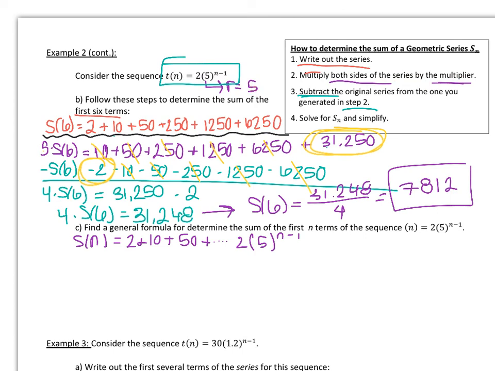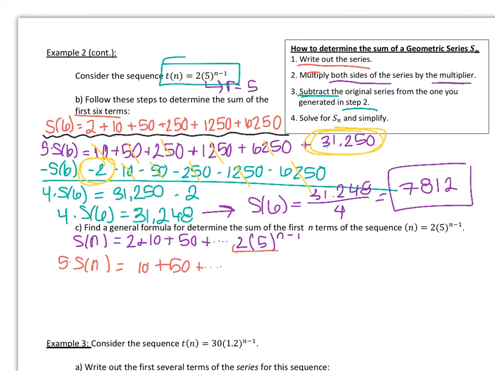So when we do that, when we multiply the left-hand side by the multiplier, which is 5, and then when I multiply everything on the right-hand side by 5 as well, what I end up with is 2 times 5, which is 10, plus 10 times 5, which is 50, plus 50 times 5, which is 250, and so on, all the way up to the term right before this one.